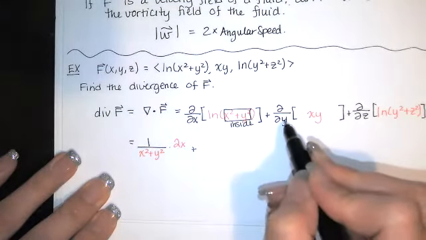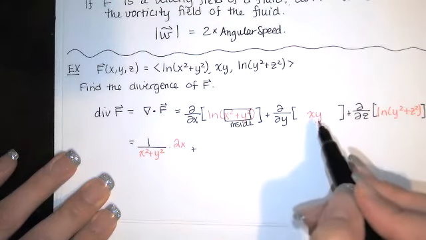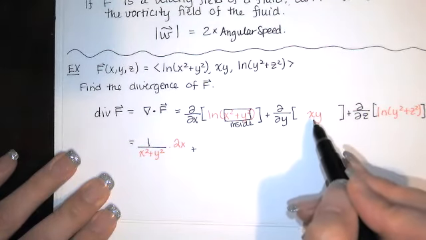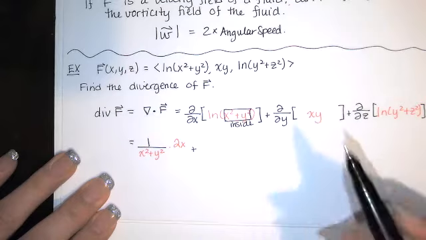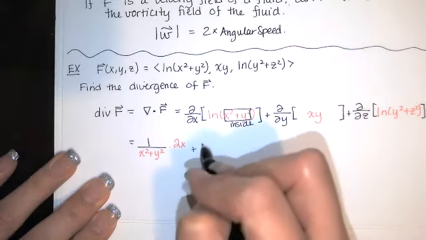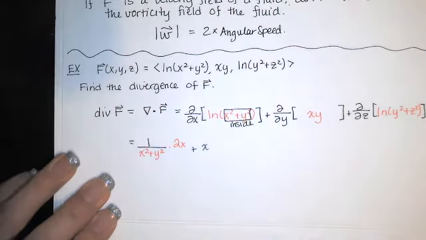Now we're taking the partial with respect to y of this. Well, x is being treated as a constant. So this is a constant times y. The derivative of a constant times y is just my constant.